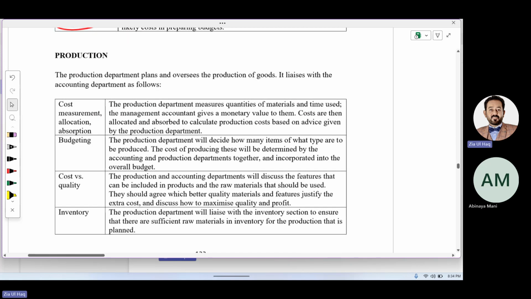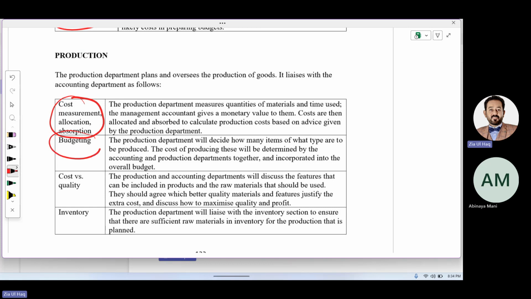The production department also has a link with the accounting department. What information is shared between the production and accounting departments? Cost measurement, allocation, and absorption. What is the cost per unit? The accounting department will receive this information from the production department: how much material is used in one product, how much labor is used in one product. The accounting department needs to calculate the amounts. They will provide the material in kg, and the labor hours. So the accounting department will calculate the amounts.